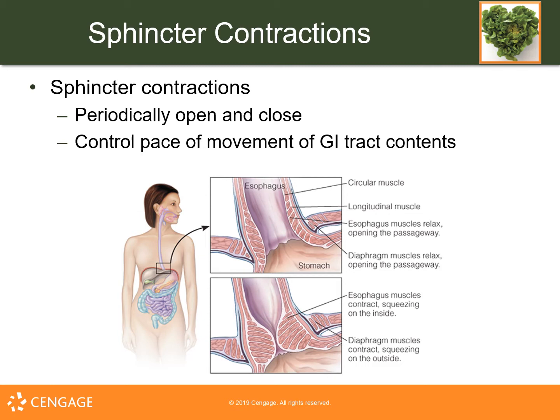Sphincter contractions. So they periodically open and close, and they control the pace of movement of GI tract contents. You have sphincters, including the upper and lower esophageal sphincters, pyloric, ileocecal, and anus. When the muscles contract, the passage closes. When the muscles relax, the passage opens. Sphincters control the rate of passage through the GI tract and prevent any backflow. If contents are moving too fast, you may have diarrhea. If they are moving too slowly, you could have symptoms of constipation.